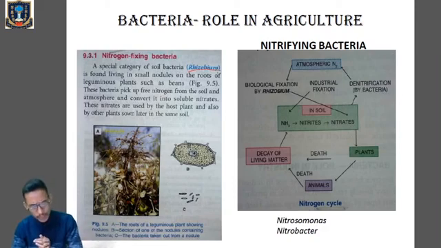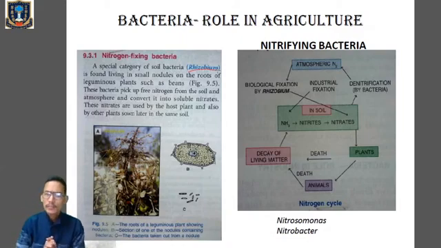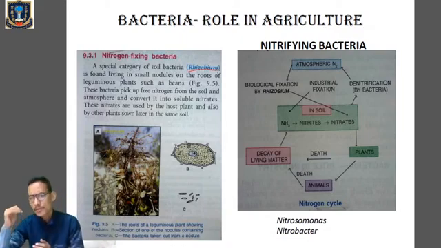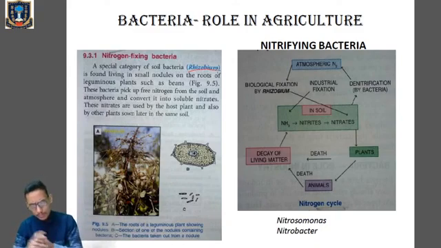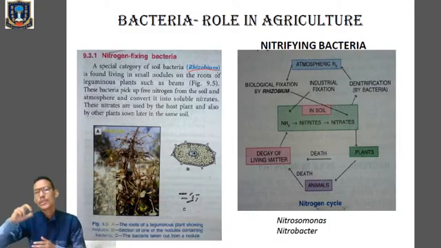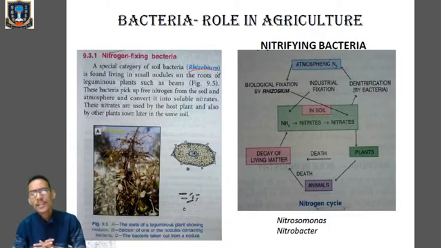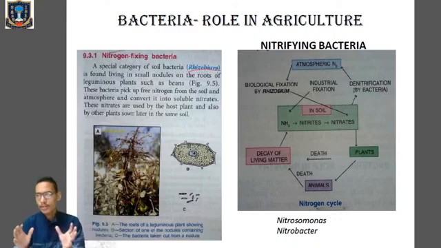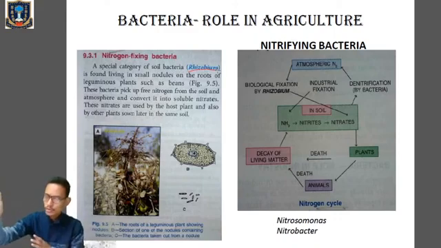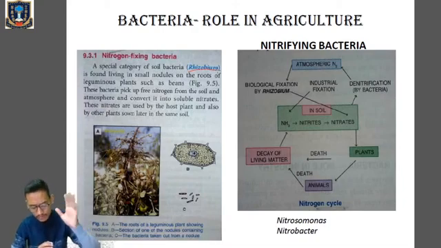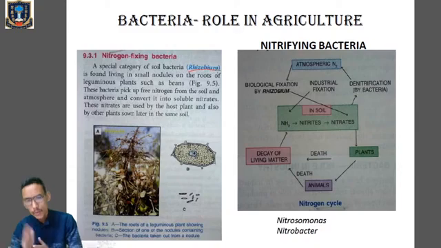Plants need nitrogen in order to synthesize proteins, right? But they are not able to directly absorb or utilize the atmospheric nitrogen, the nitrogen which is present freely in the air. They can obtain nitrogen only in the form of nitrates, so that nitrogen needs to be converted into nitrates. Clear? Only then can they absorb it from the soil through the roots, right?